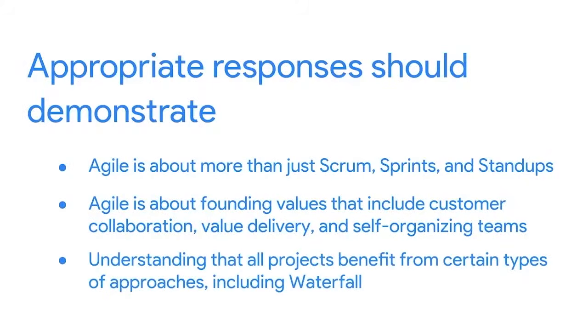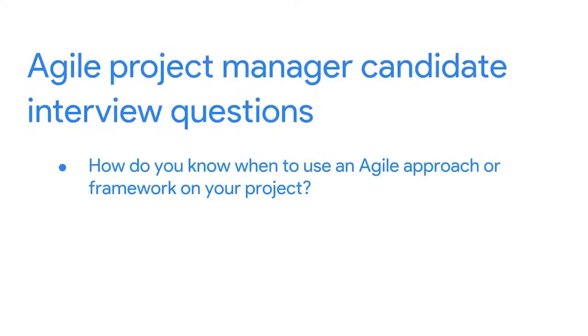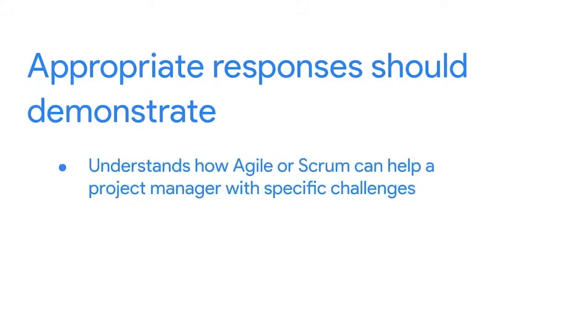I'm also interested to know whether they make waterfall out to be the worst solution. Or do they know that all projects benefit from certain types of approaches, including waterfall, like clear requirements, risk management, stakeholder awareness, and more? I also ask, how do you know when to use an Agile approach or frameworks on your project? Their answer helps me know if they understand how Agile or Scrum can help a project manager with specific challenges and what those challenges are.